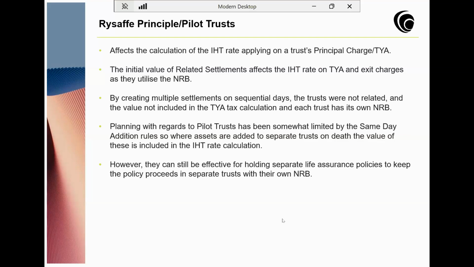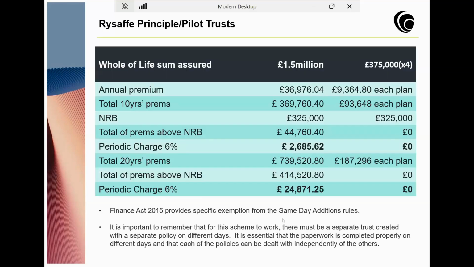So we've got an example of how using 4 policies held in trust, created and settled on separate days, has been beneficial for IHT. You can see that if you had the full value in one trust, you end up paying IHT on each 10-year charge. But if they're in 4 separate trusts, they each have their own nil rate bands and there's no IHT arising. So that's saving over £27,000 in this example.